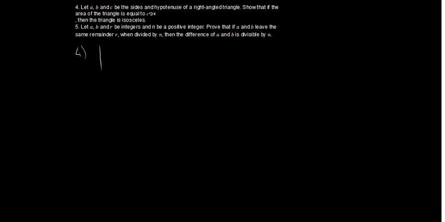Well, we know that a right angle triangle looks like this, right? The hypotenuse is C, and the sides are A and B. Now, the area of a triangle is equal to 1 over 2 times the base and the height, in this case B and A, so 1 over 2 BA. Now, they've also told us that if the area of this triangle is also equal to c squared over 4, then this should imply that the triangle is isosceles.